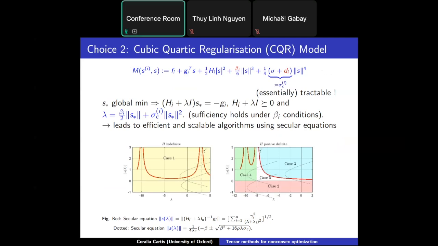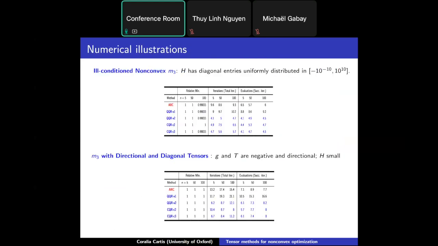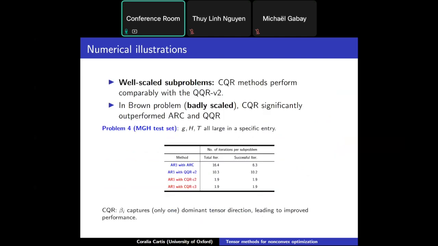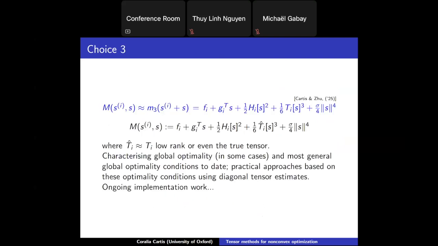Okay, so I've gone to a constant multiple here. So I have numerical results, but I don't want to go into them. We can get more efficiency than if you just do plain vanilla second order on the model. Okay, I'm going to skip this. And this scalar multiple can capture, like if you have a badly scaled tensor, some dominating direction, and we can show this later.